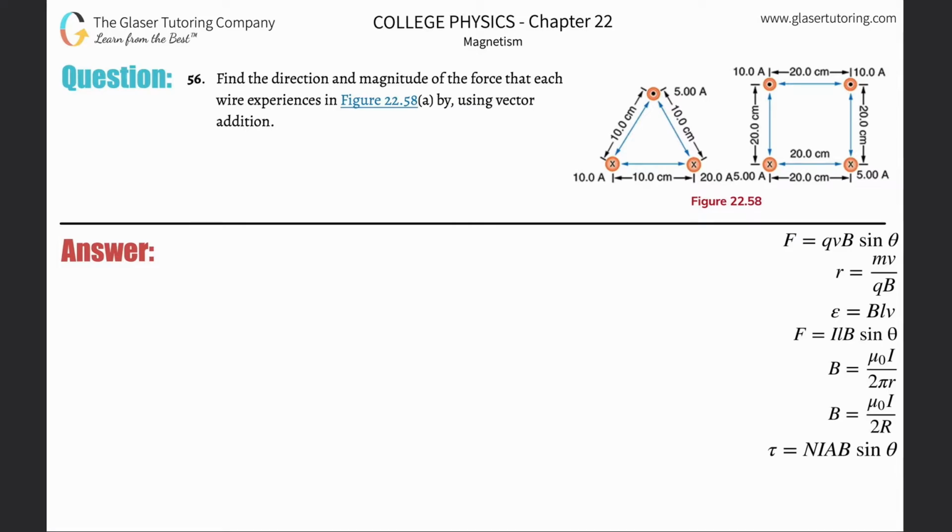Number 56. Find the direction and magnitude of the force that each wire experiences in figure 22.58 letter A by using vector addition. All right, so strap on your seatbelts. Let's go for a ride. All right, we got to look at this picture. Again, we have to find the magnitude and direction of the forces on all three of these wires.